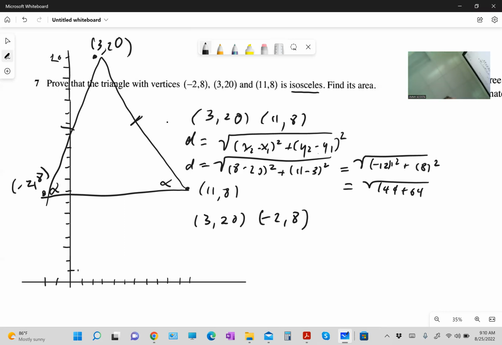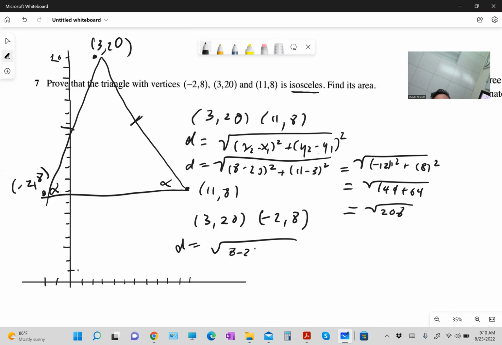All right, so 144 plus 64. What does that come out to? 208. Okay. Now, in theory, the other one should give me the same thing if it's isosceles, right? So we have the same thing, 8 minus 20, right?